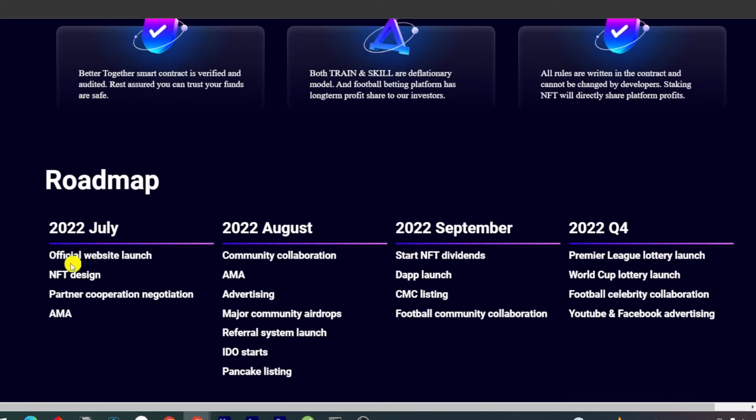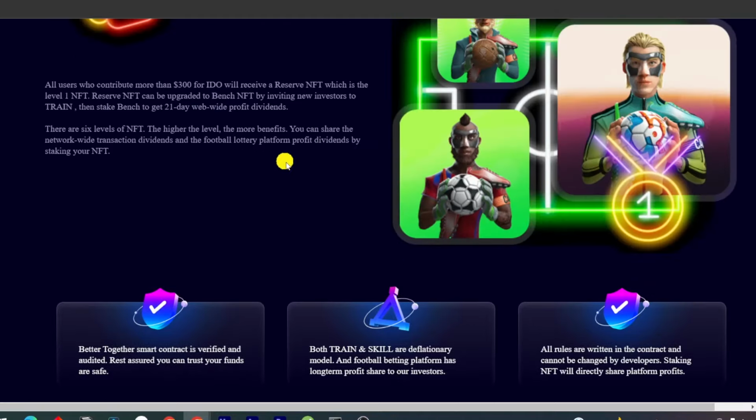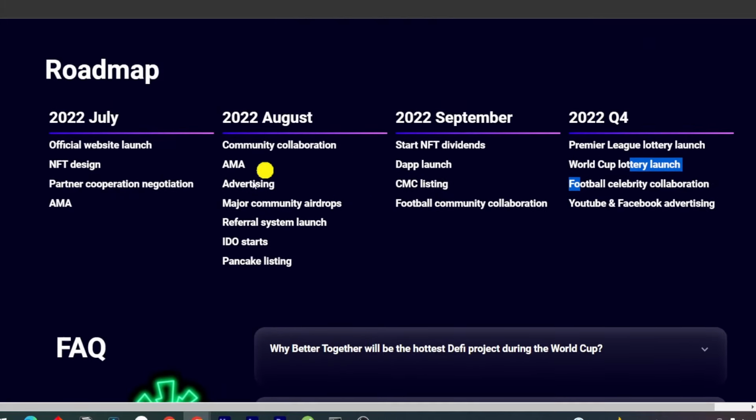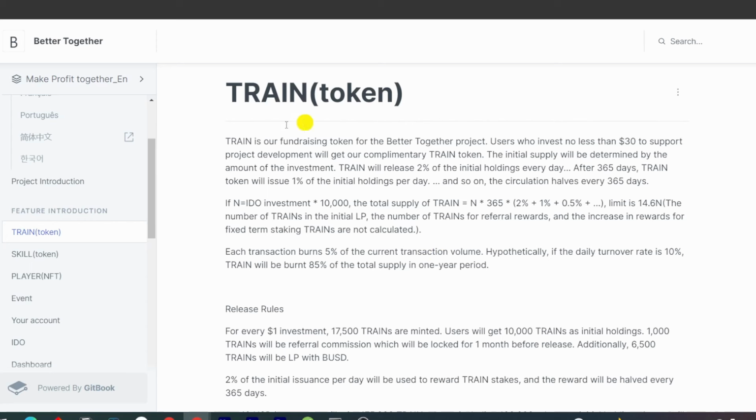You can see here, this is the roadmap. They're going to be launching this IDO start right here, and after that in September, the NFT dividends will start. When you upgrade your NFT, you're going to get the dividends from the lottery games, and then the DApp launch, CoinMarketCap listing, and the community collaboration in football. 2022 Q4 is when the World Cup lottery will launch, and this is where probably most of the hype is going to come in. So maybe if you get in early in this project, you will start to gain more benefit once the World Cup launches.